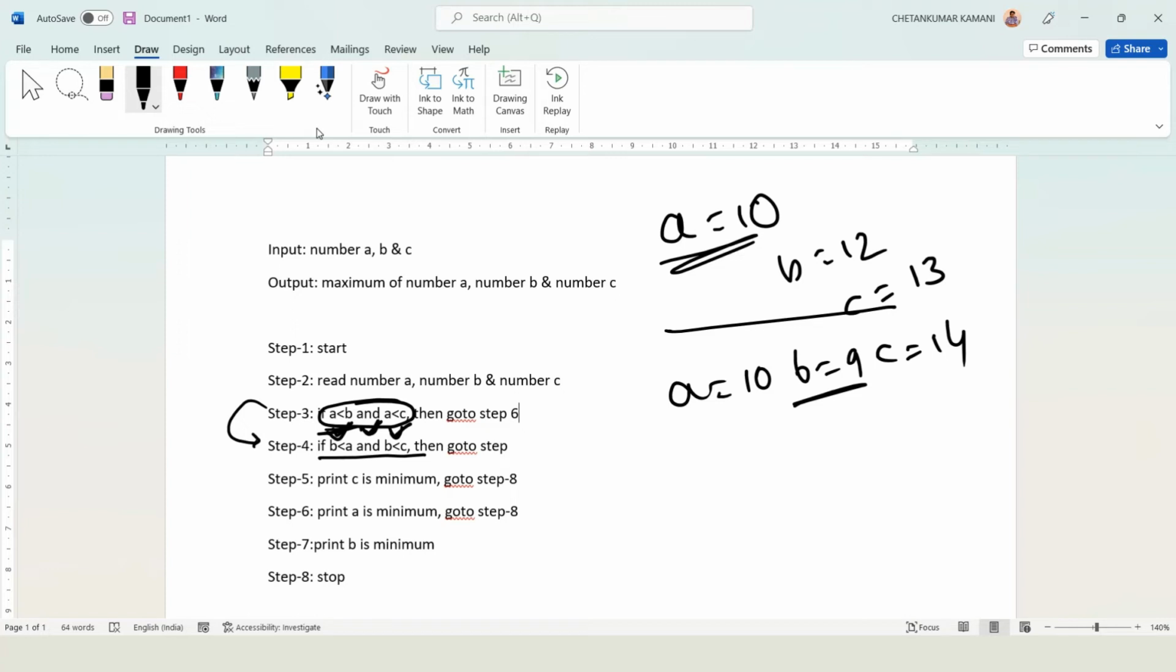Then go to step number which? 7. I have to specify here 7. Okay, then B is minimum. Let's take another value. A is equal to 10, B is equal to 9, C is equal to 8.